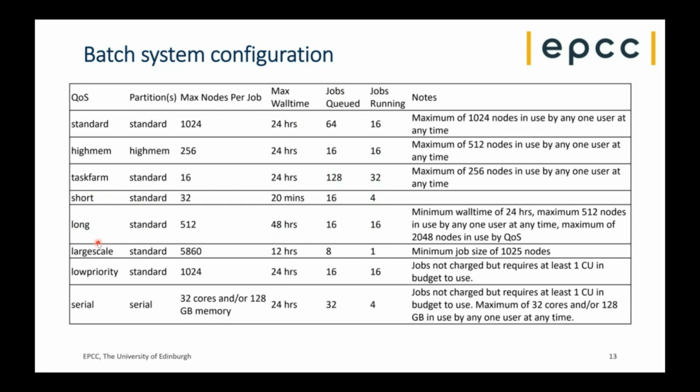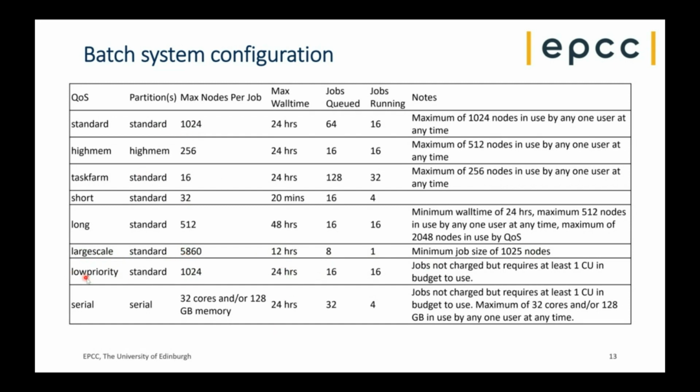And then there are some other queues as well. So there's a large scale queue. As should be evident here, the standard setup that most people use doesn't let you use more than 1024 nodes at once. But it is possible to use a full system, use all 5,860 nodes, just using this large scale quality of service thing. There's a restriction on how much that can be used, because it impacts other users, but you can do it. You can run up to a much larger number of nodes than 1024.